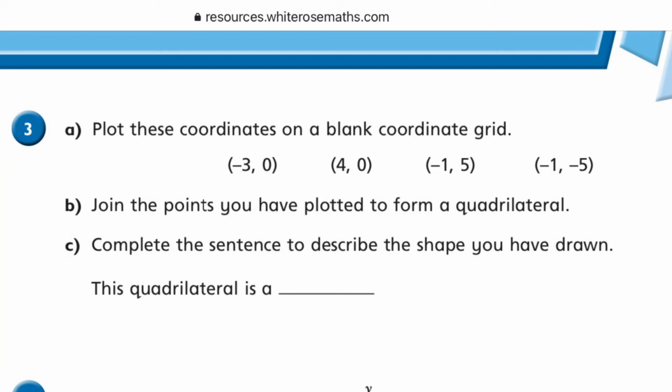Then join the points you have plotted to form a quadrilateral, which is a 4-sided shape, and tell me what that quadrilateral is. What shape is it when you've joined all those points together? Have a go at that, pause the video and have a go. Thank you.